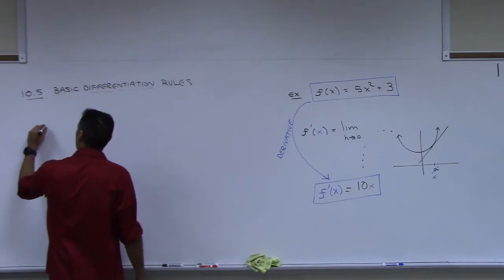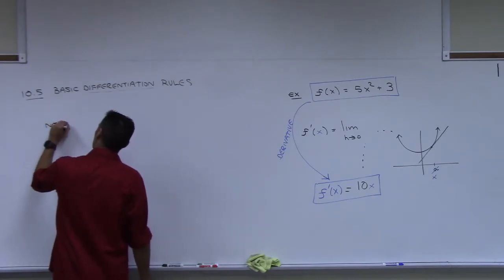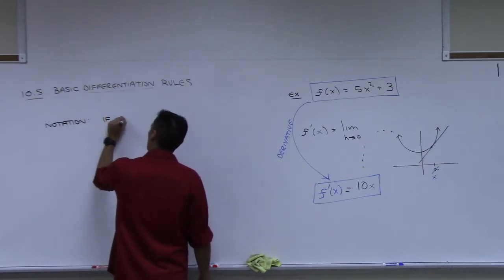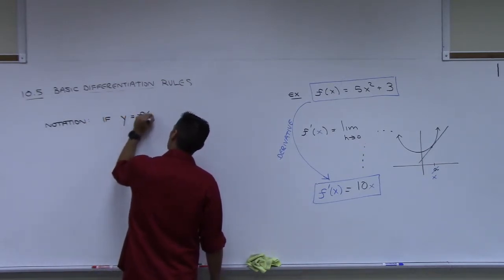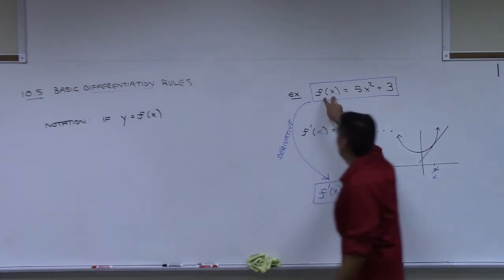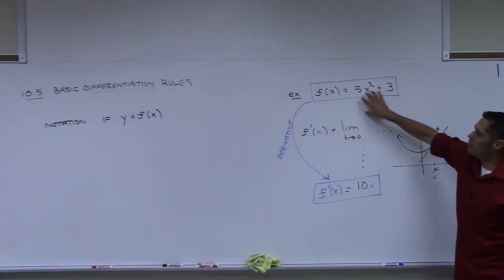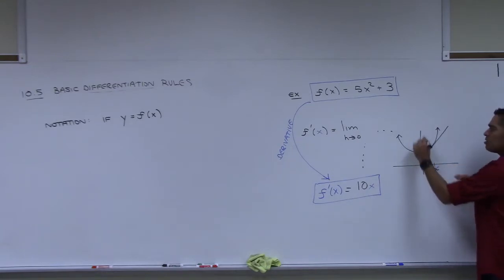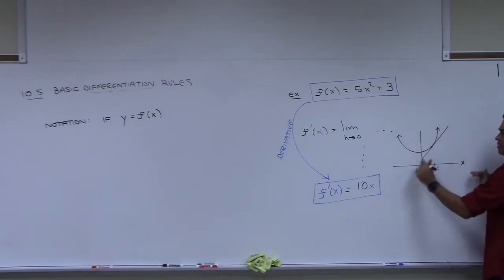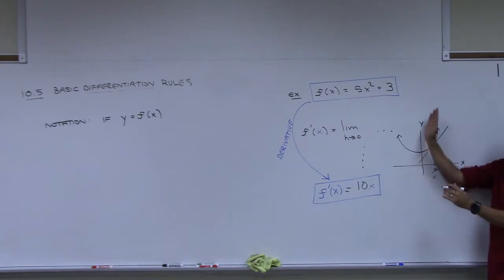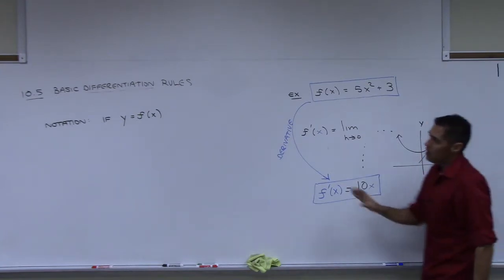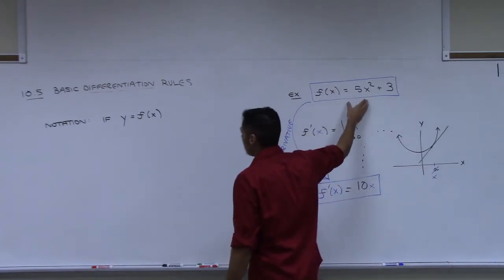So let's get some notation out of the way first. Notation. If y is some function of x. So we have some function right here, right? This is some function of x. And when we graph it, we usually use x as the x-axis, right? And we usually say that y, this is the y-axis, right? So y is a function of x.